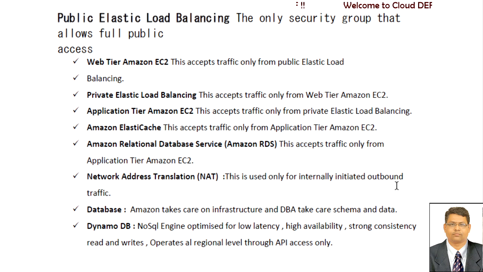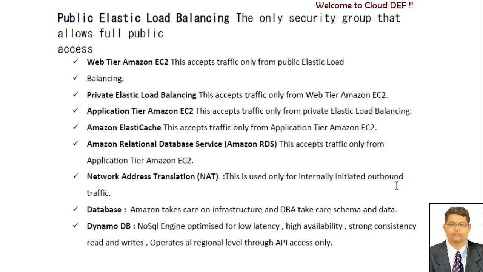Public Elastic Load Balancing: the only security group that allows full public access. Web tier Amazon EC2: this accepts traffic only from public Elastic Load Balancing. Private Elastic Load Balancing: this accepts traffic only from web tier Amazon EC2. Application tier Amazon EC2: this accepts traffic only from private Elastic Load Balancing. Amazon ElastiCache: this accepts traffic only from application tier Amazon EC2. Amazon Relational Database Service, Amazon RDS: this accepts traffic only from application tier Amazon EC2.